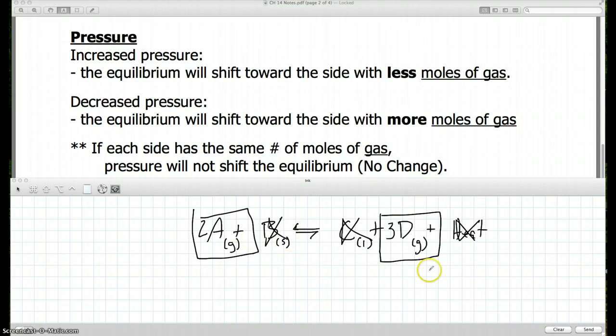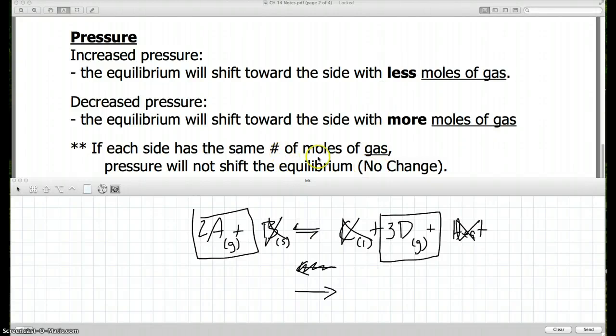So if I increase pressure on this reaction, if I had this reaction in a container and I increase the pressure on it, well, it's going to shift to the side with less moles of gas. Here I have 2 moles of gas. Here I have 3 moles of gas. So if I increase pressure, it would shift to the left. It would shift towards the reactants. Now, if I decrease pressure, it will do the opposite. If I decrease pressure, it'll shift to the right. This equilibrium will shift to the right, because it'll start using some of A and B up to make more C and D. So again, increased pressure, less moles of gas.